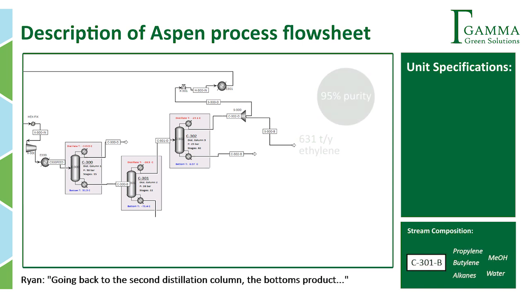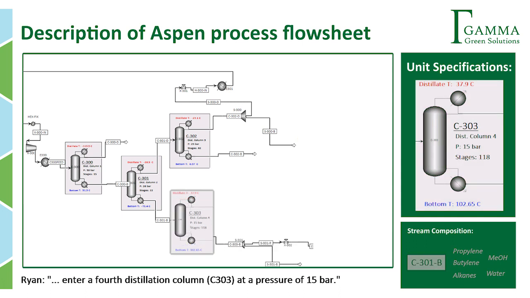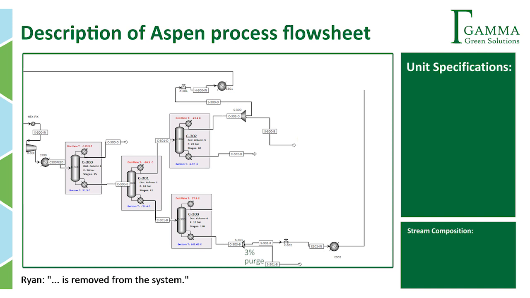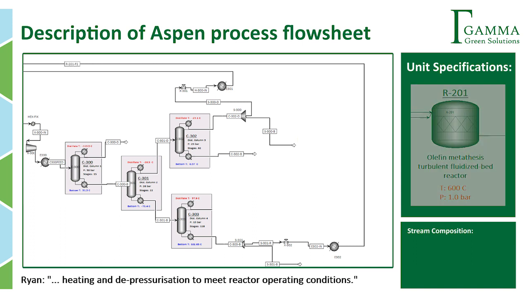Going back to the second distillation column, the bottom's product enters a fourth distillation column, C303, at a pressure of 15 bar. The bottom effluent contains mainly butylene, of which 3% is removed from the stream. The remaining 97% is recycled into the metathesis reactor following heating and depressurization to meet reactor operating conditions.